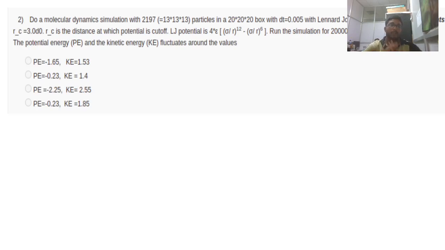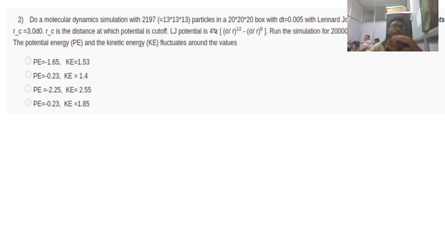We have to do a molecular dynamics simulation, which is a well-known problem. We have to take a total of 13 into 13 into 13 particles, that means 2197 particles, in a 20 into 20 into 20 box with dt being 0.005. That means you are running an iteration in which each time step is 0.005, and you have to perform the molecular dynamics simulation for a Lennard-Jones potential.